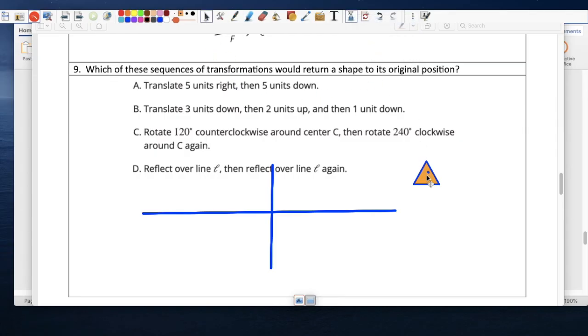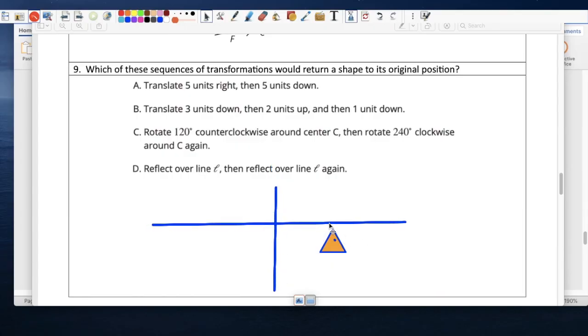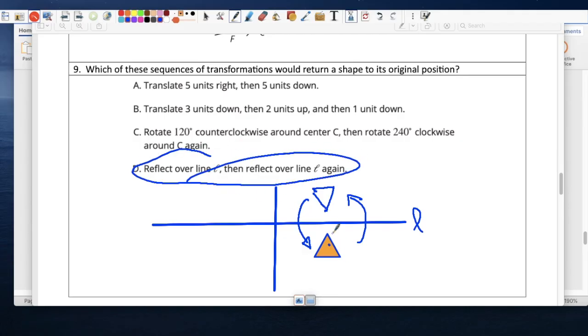What about this one? Take this, reflect it over line L, and then reflect it over line L again. So this one sort of makes sense. If I have that triangle, and let's call this line L. It doesn't say where line L is. So if I take this triangle and reflect it on this side, it's going to go like this. And if I reflect it over the line L again, it goes back. So that is the only one that returns the original shape back to where it was.